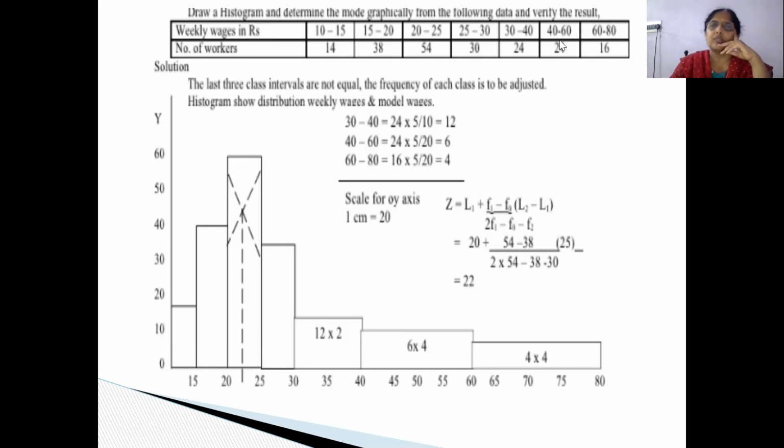That is why 24 divided by 4. That is a bar. What will be the width of the bar? Width of the bar will increase. See here. Okay, next 60 to 80.